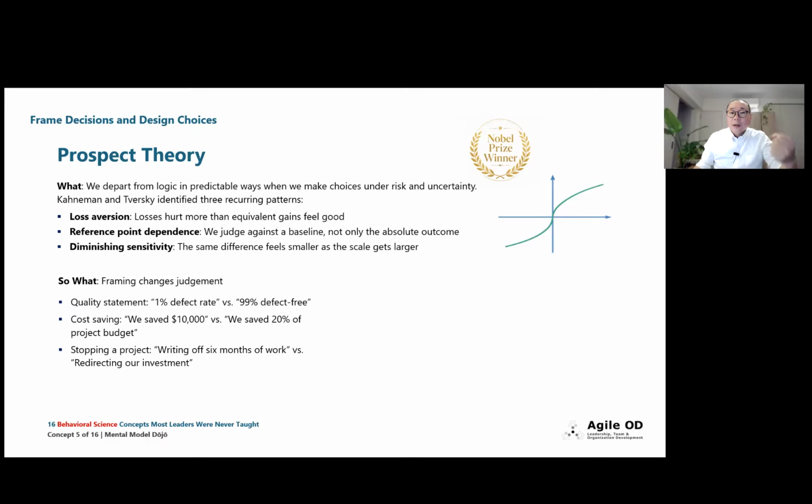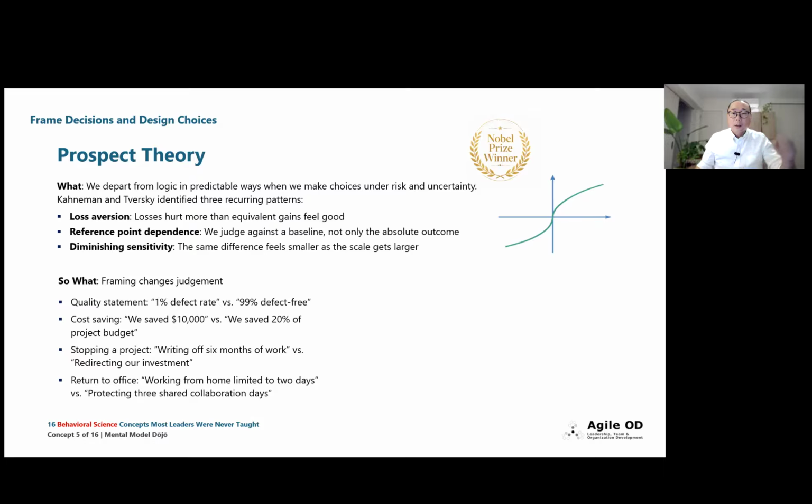Now, stopping a project. If you say we are writing off 6 months of work, and instead we are redirecting our investment to a better opportunity, this can describe the same decision to stop a project, but with a different impression. The first makes people feel the loss immediately, which can trigger sunk cost thinking. The second does not erase the loss, but it shifts attention to the better use of future time, money, and energy. This is a familiar example nowadays, yeah?